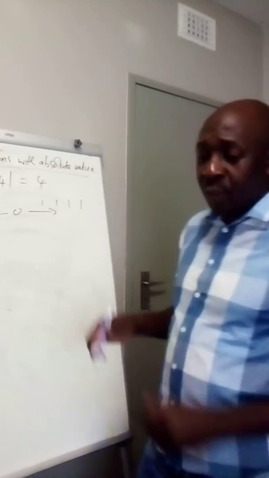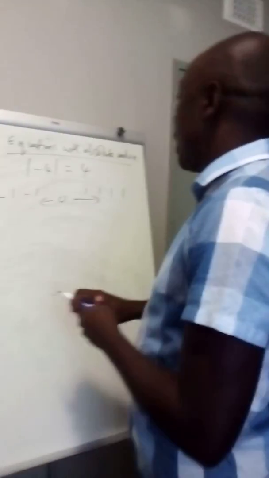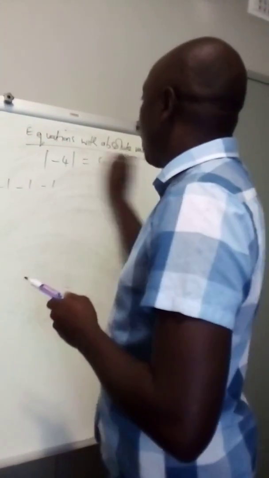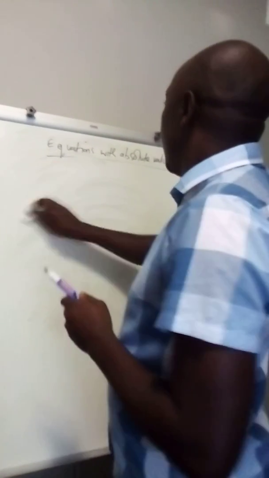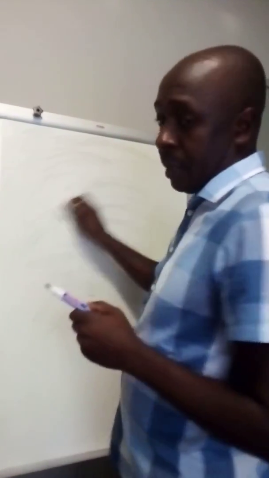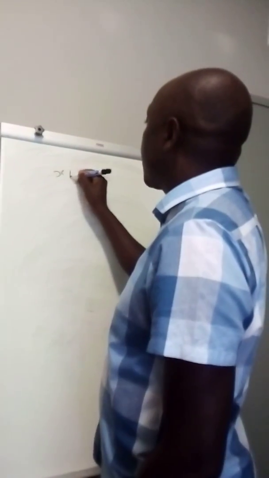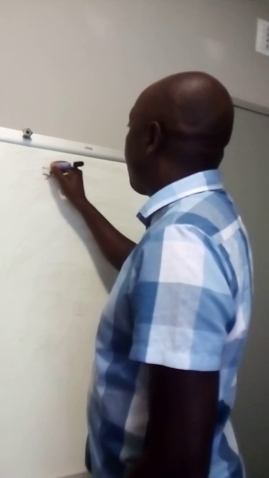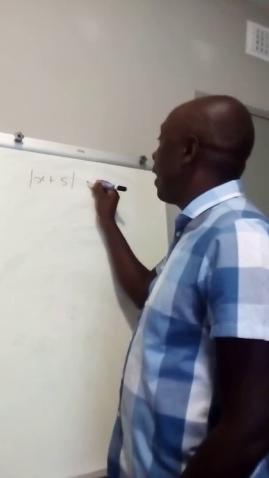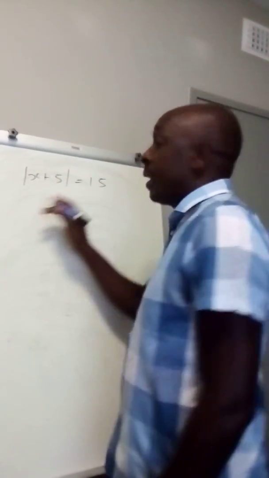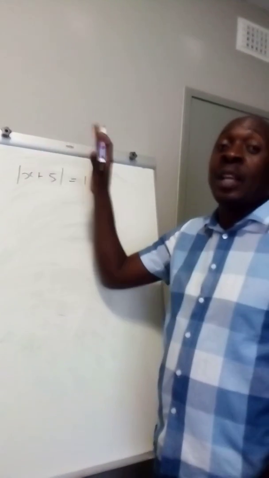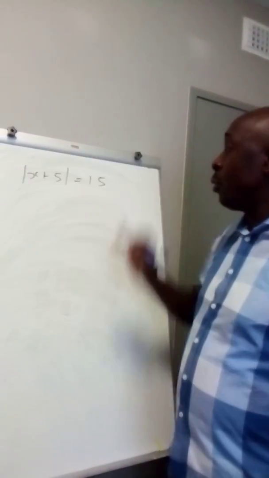Okay, let's take this equation. Our equation is the absolute value of x plus 5 is equal to 15. Guys, this is an equation, it's not an inequality, it's an equation. Absolute value of x plus 5 is equal to 15.